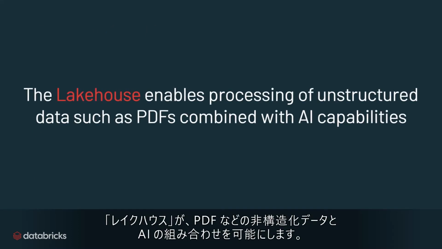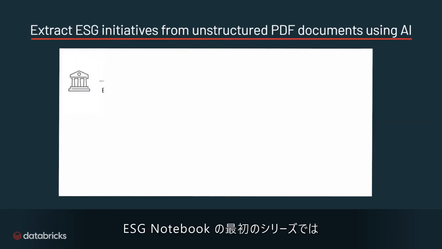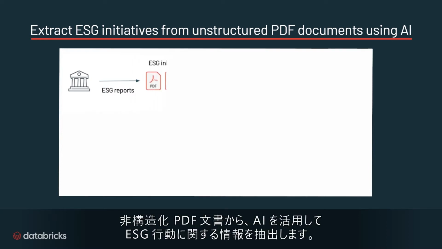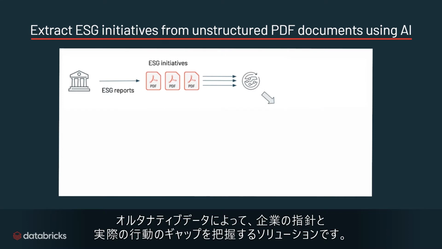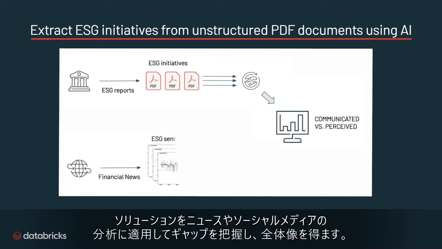The Lakehouse enables processing of unstructured data, such as PDFs combined with AI capabilities. In the first series of ESG notebooks, we show you how to extract those ESG initiatives from unstructured PDF documents using AI. A solution that bridges the gap between what a company says versus what a company does using alternative data. We apply this solution on news analytics and social media to bridge the gap and create a holistic view of an ESG practice that you can trust and act upon.